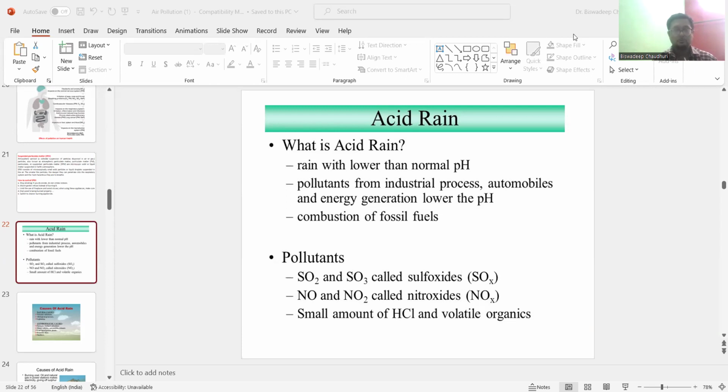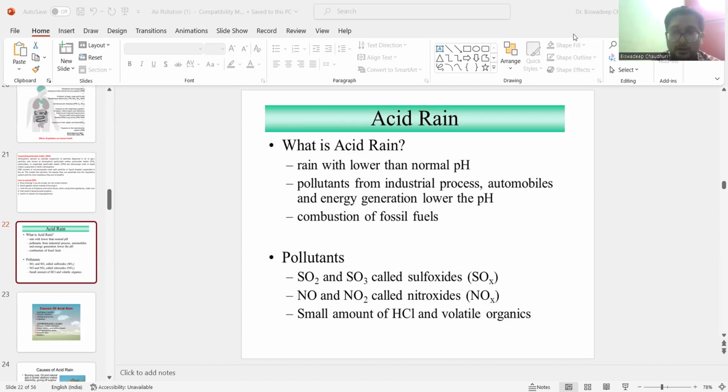Hello everyone. So today we will be discussing acid rain. Acid rain is one of the most important parts that we should know while discussing pollution, mostly air pollution and water pollution. So in this context, it should be very clear that acid rain is not only related to air pollution, it is also related to water pollution. So what is acid rain?